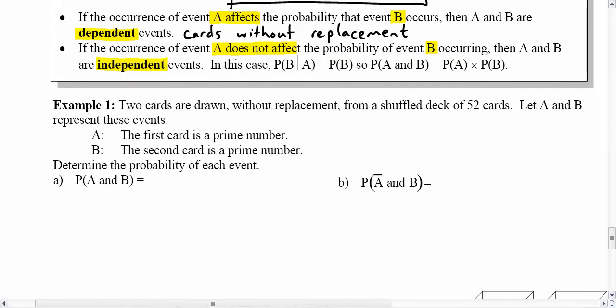Okay, so we'll go over a few examples, and then you'll have a chance to practice. Yeah, he's at a soccer game.